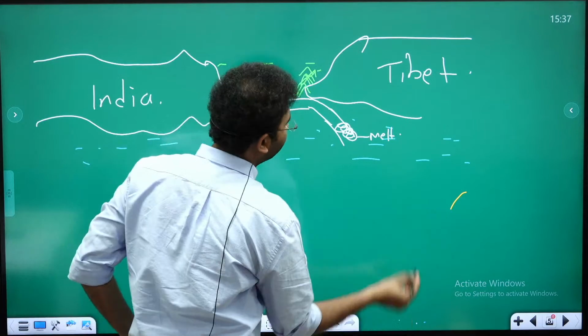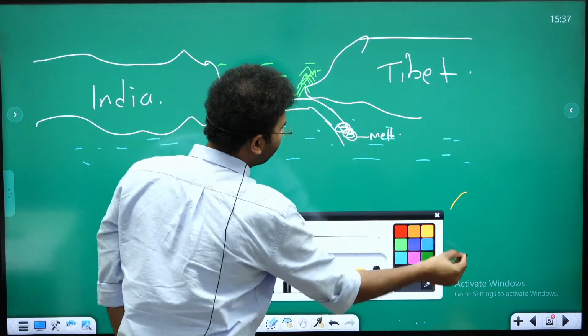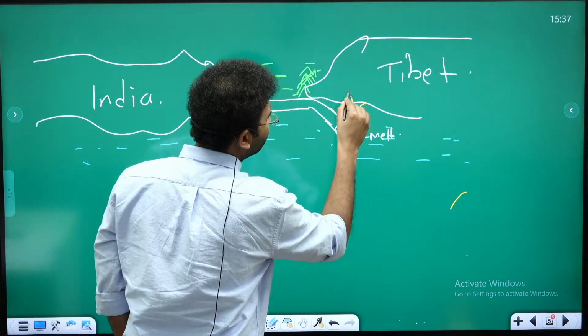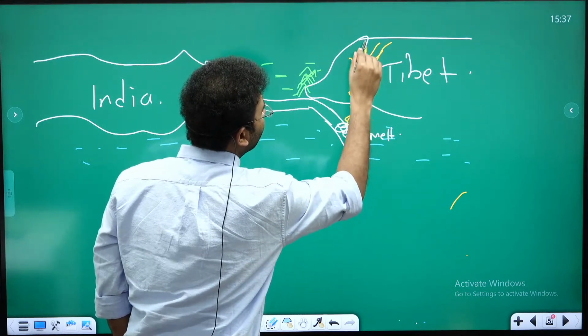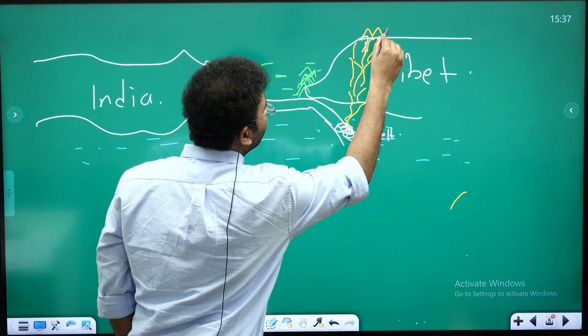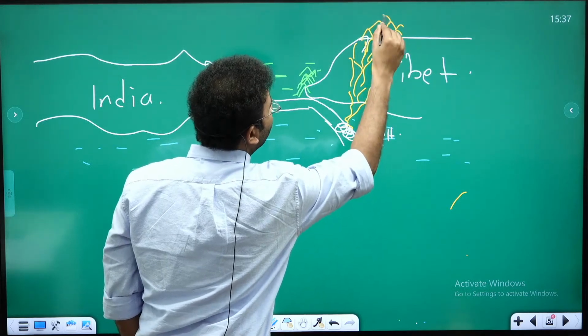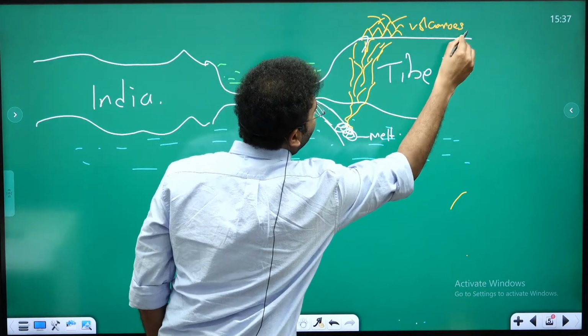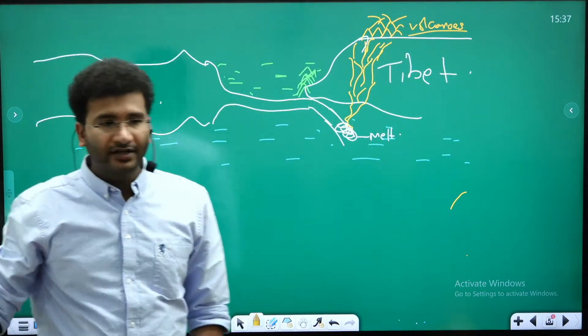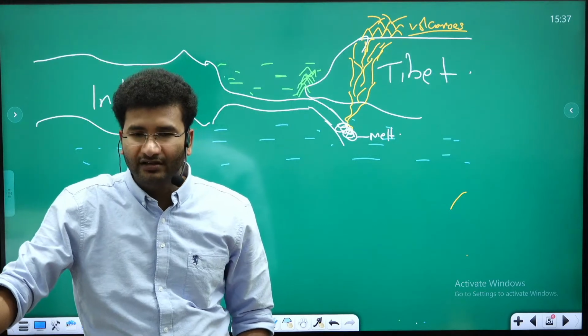How is it rising up? It starts to rise up. While it rises, it tries to bring up the mantle convectional cell material or the mantle material onto the surface. This will lead to the formations of volcanoes. Right? What is this? Volcanic material.